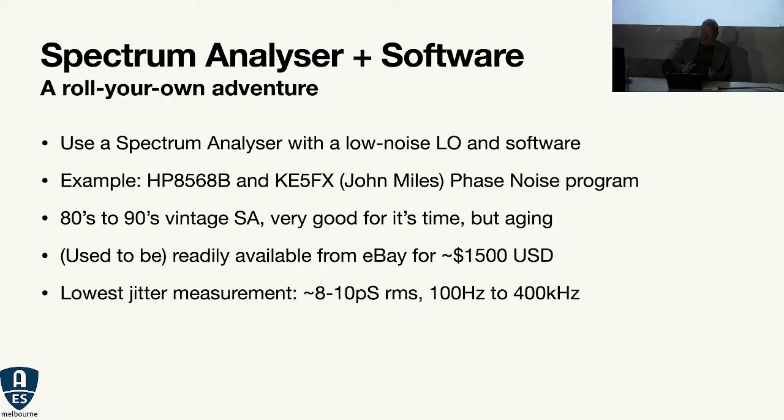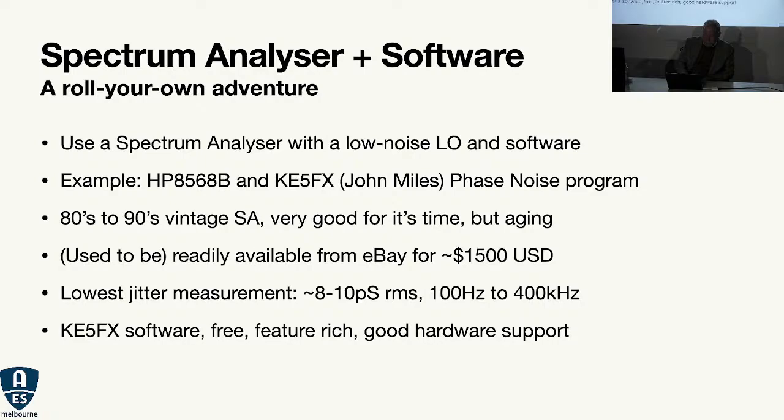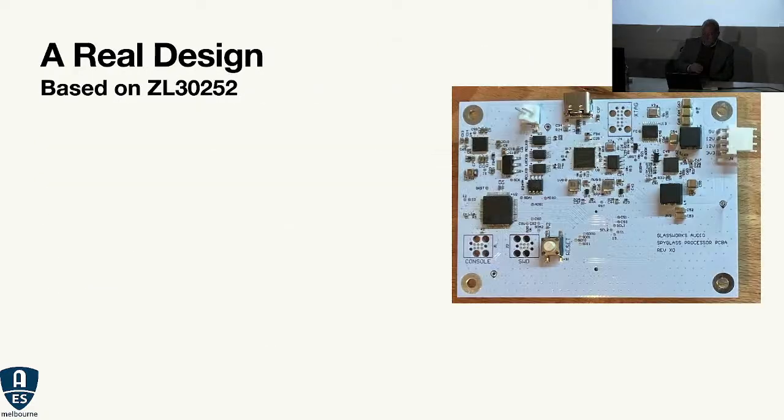The lowest jitter that I managed to achieve is in the 8 to 10 picosecond range. It used to be pretty good for what I was doing, but now the demands are quite a bit higher, so I'm not sure what to do. But John's software is free. It has a lot of features. It works with a lot of different analyzers, so it's a good place to actually start and experiment with this.